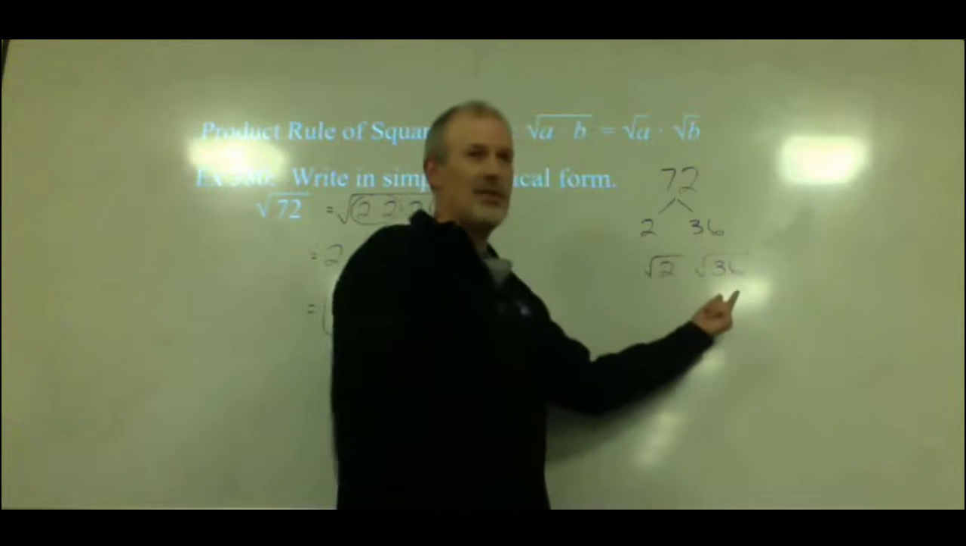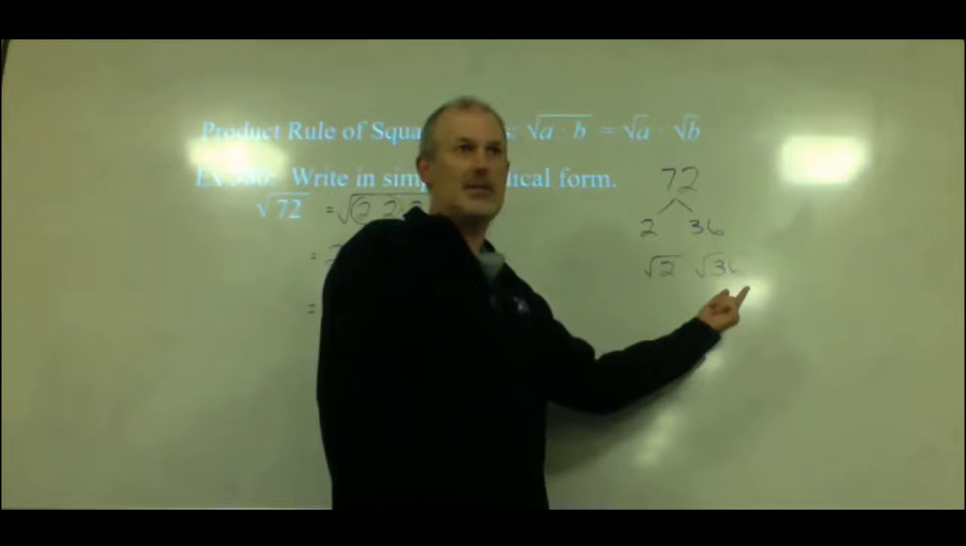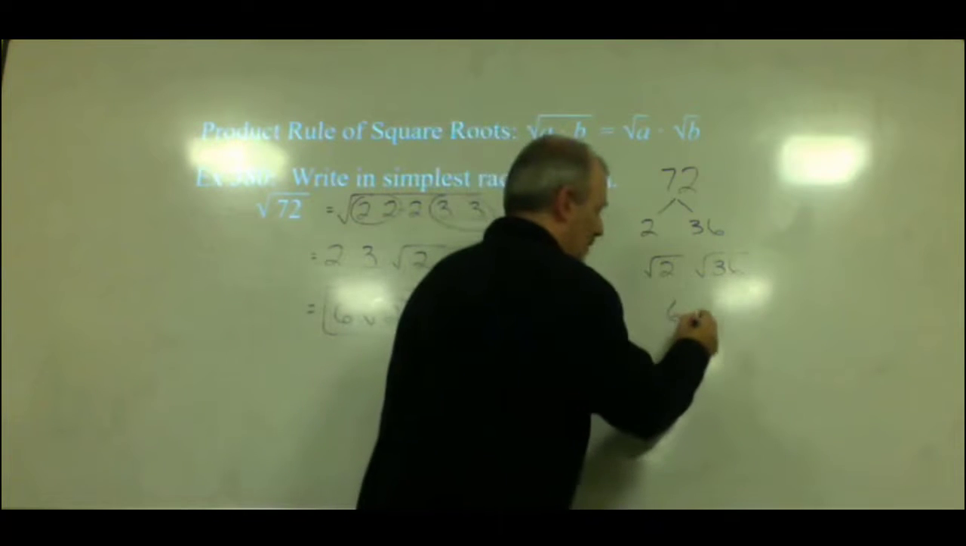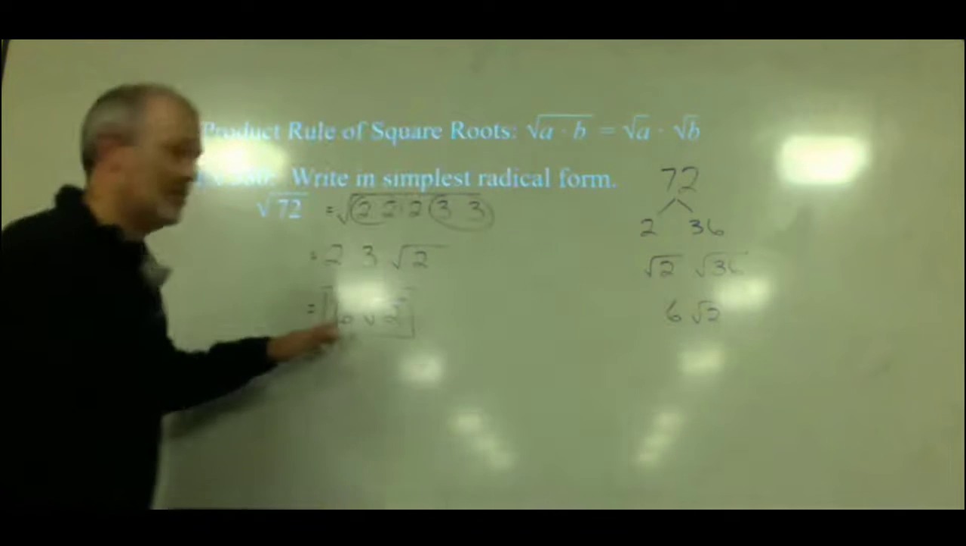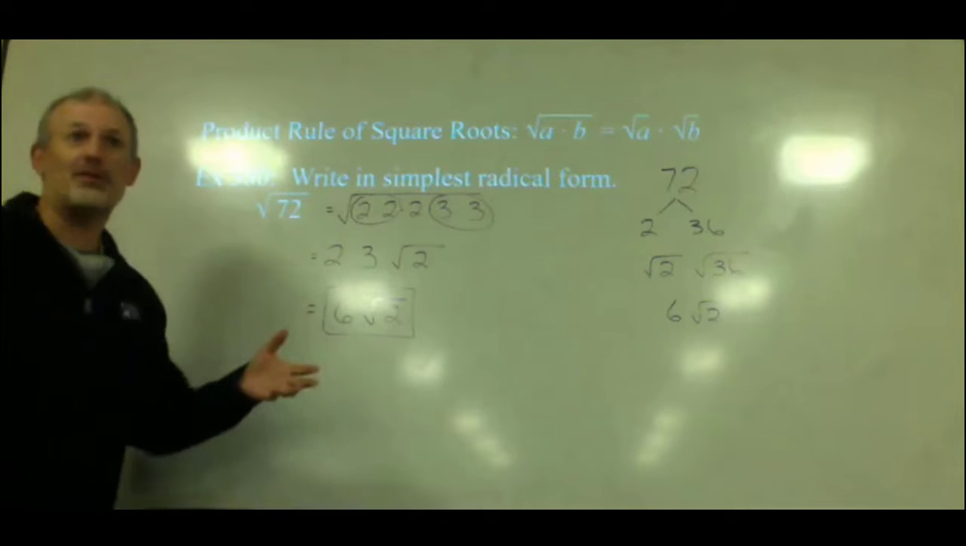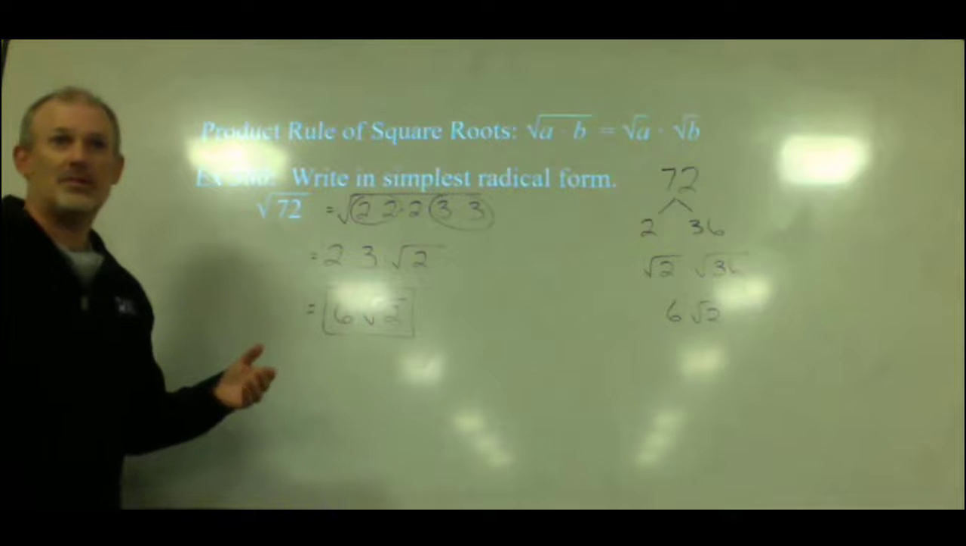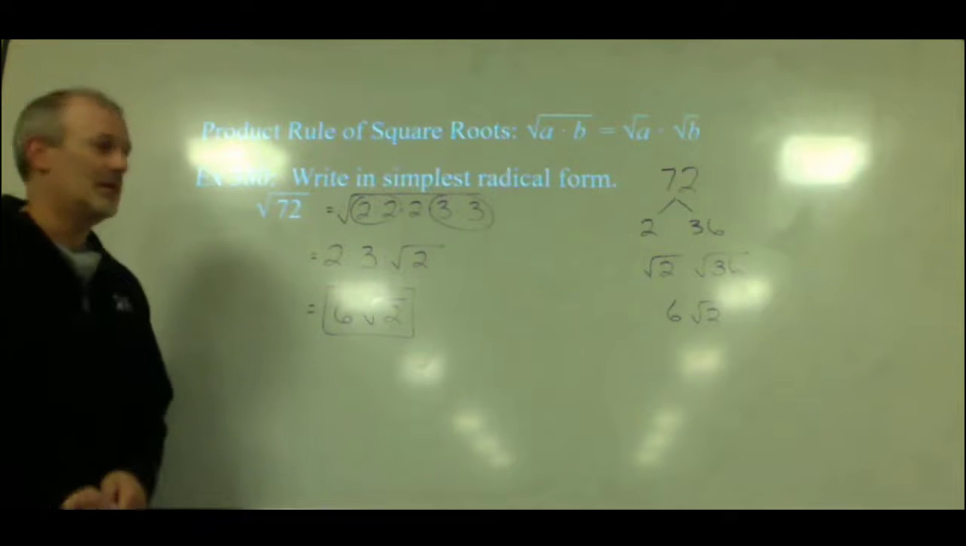Do we know what the square root of 36 is? 6. It's 6, right? So if you see that earlier, you don't have to keep breaking it down. You can take the square root of 36 right away if you want to. But we can keep going. But yeah, you can just keep breaking it down.